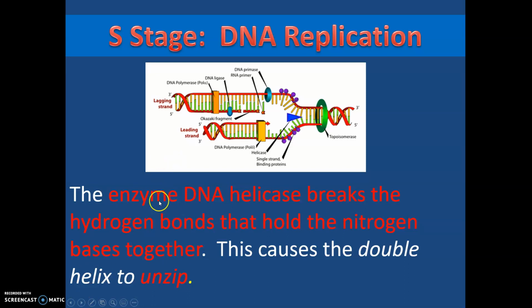So a really important enzyme that is used is the enzyme DNA helicase, and it breaks the hydrogen bonds that hold the nitrogen bases together. So we have it here represented by a blue triangle, and it'll come in and break those hydrogen bonds between the bases, and then either side will be copied. We call this unzipping the double helix because it kind of looks like a zipper and it's unzipping it.